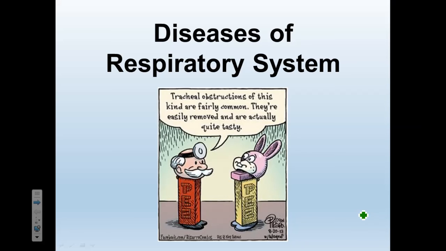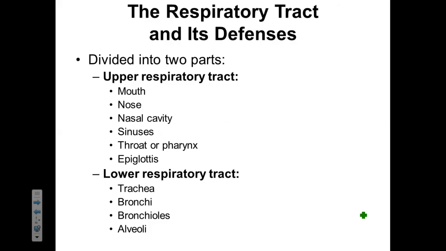This presentation is going to comprise three main parts. We're first going to talk about some of the structures and defenses, then we'll talk about normal biota, and then the majority of this chapter is focused on actual diseases of our respiratory system. So to get started, let's talk about the upper and lower respiratory tracts.